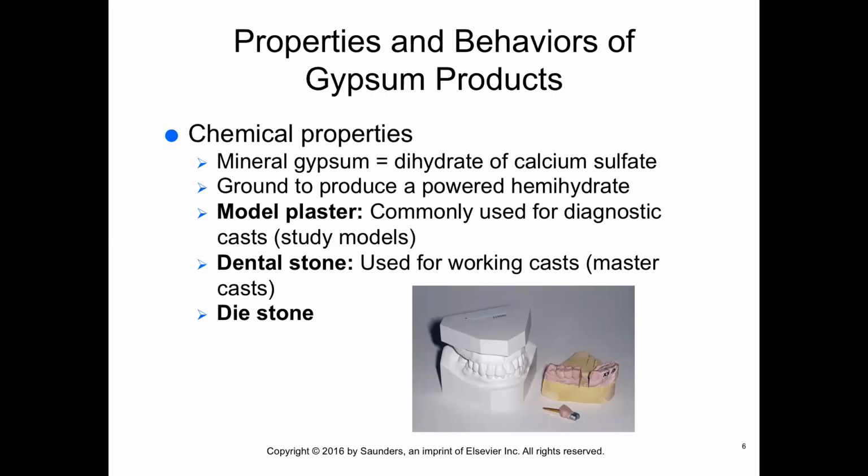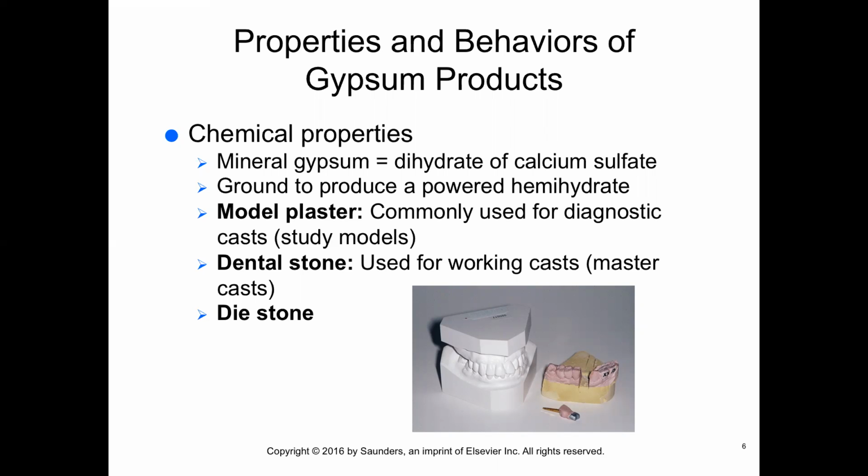Chemically, the mineral gypsum is a dihydrate of calcium sulfate. Gypsum is mined in a solid mass and then is ground into a powder called hemihydrate. This process is called calcination. When a hemihydrate is mixed with water, it becomes a flowable mixture. An exothermic chemical reaction, you guys all remember what exothermic means, right? Produces heat. So an exothermic chemical reaction occurs and the material hardens.